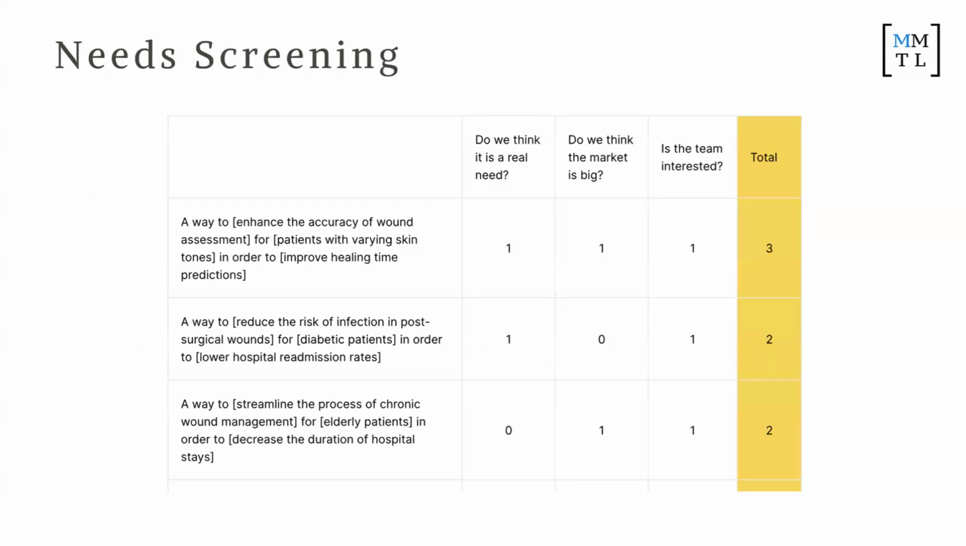Once you have hundreds of potential needs, you do a process called needs screening. This is where you sit down with your team and think of really important questions. For example, do we think this is a real need? Do we think the market is big, and is the team interested? Then you subjectively score each one, for example 0 is a no and 1 is a good, and you rank your need statements. This is an objective process that you can always look back on and say, this is the reason why we decided not to go for this problem.